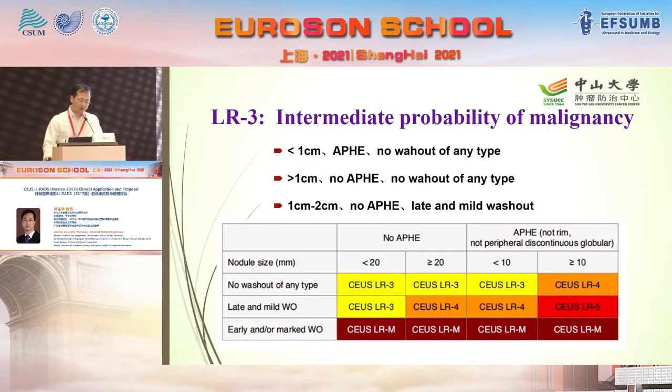And LR-3 is intermediate probability of malignancy. It could be a lesion less than 20 mm, showing iso-enhancement in the arterial phase and no washout of any type. Or it could be a lesion less than 10 mm, showing hyperenhancement in the arterial phase and no washout of any type. And it could be a lesion 10 to 20 mm, with no APHE, but showing late and mild washout.